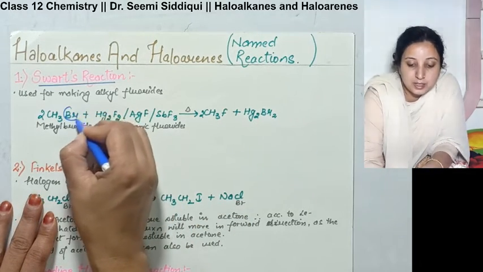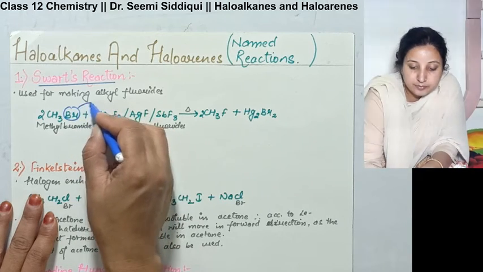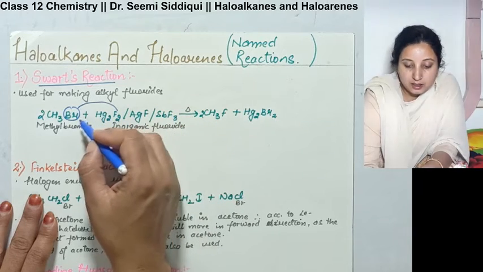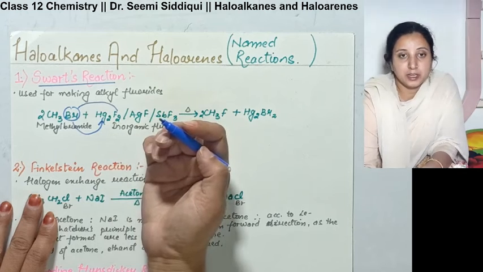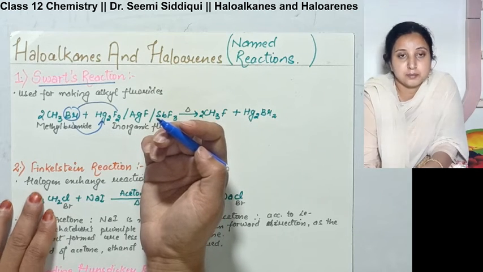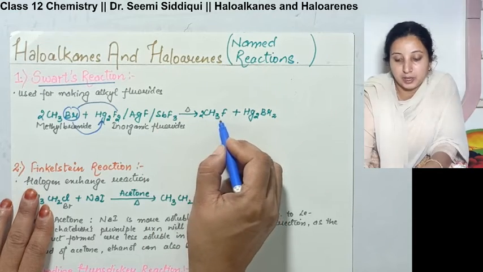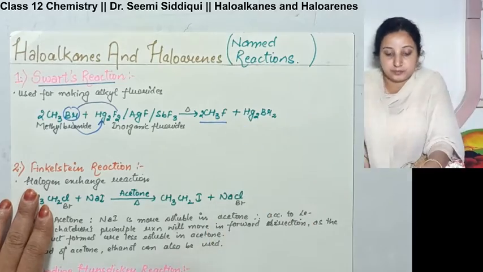When that reaction is subjected to heat, the bromine gets displaced by the fluoride, and this bromine comes and attaches to whatever the inorganic substance you have taken. So over here we get manufactured the alkyl fluoride.